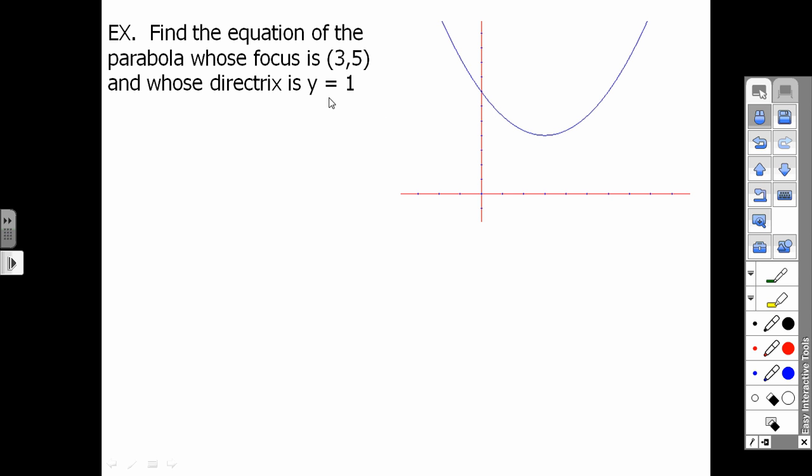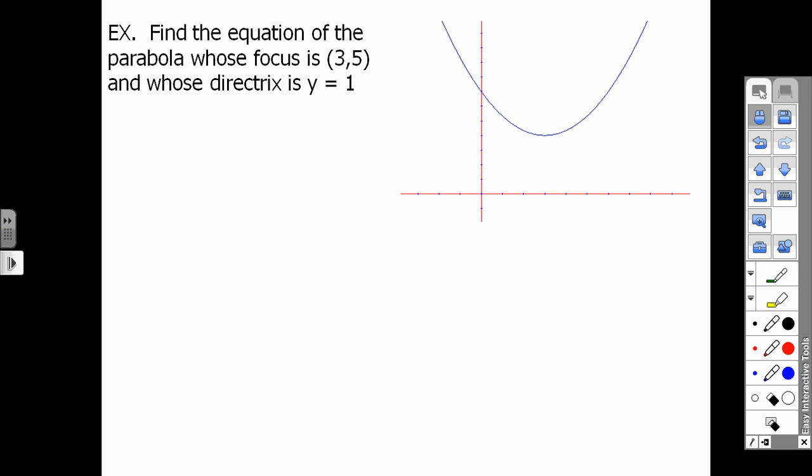Now this is really important. When they tell you the directrix of y equals 1, that's telling you that you have a horizontal line, because sometimes you can have a vertical line, and that means that your parabolas are going to open on the side. So we'll take a look at that later, but just keep that in mind. Sometimes your equations are going to look a little different because your parabolas are going to open left and right instead of up and down that you're used to.